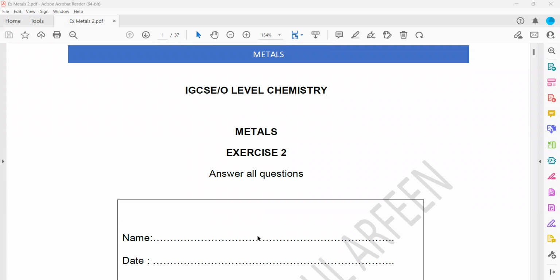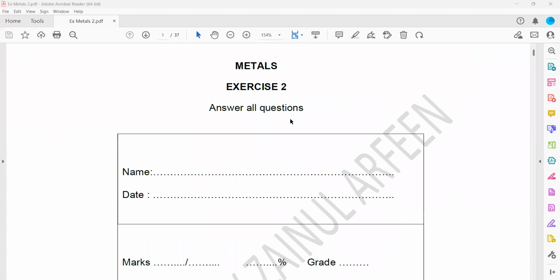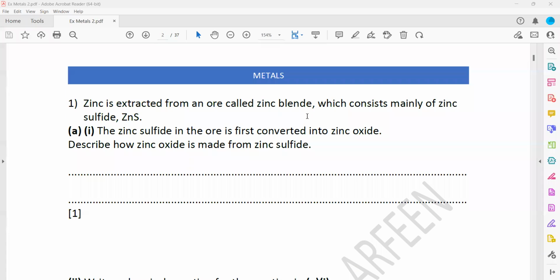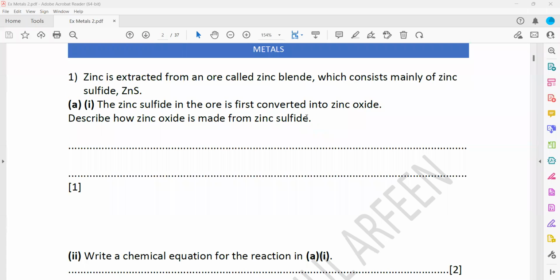In exercise 1, about 52 MCQs are there related to the metals. Exercise 2 is about the extraction of the metal, how we can extract. You can use a mic or you can also use a chat to state the answer.